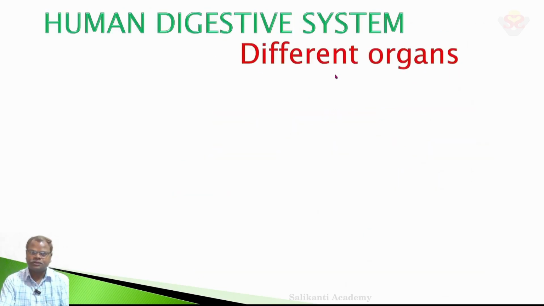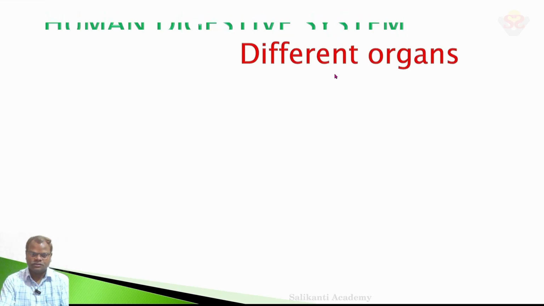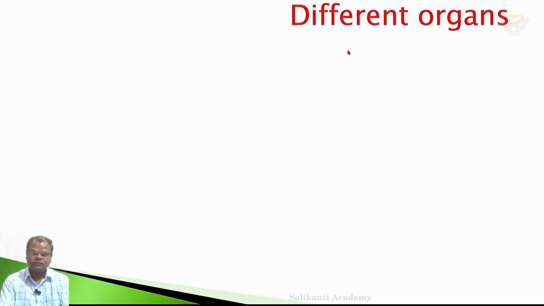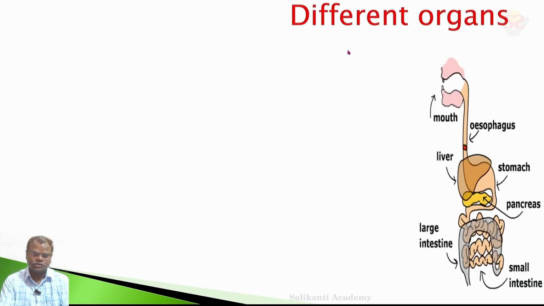Human digestive system, different organs. Now we see these different organs in the form of a flowchart. This is the animation structure of the human digestive system.